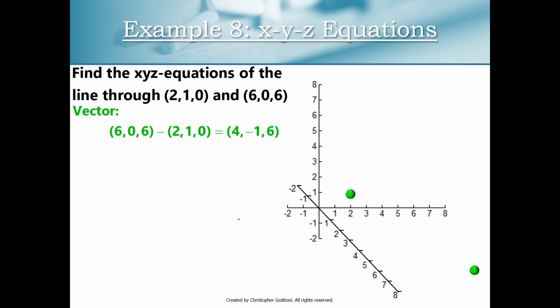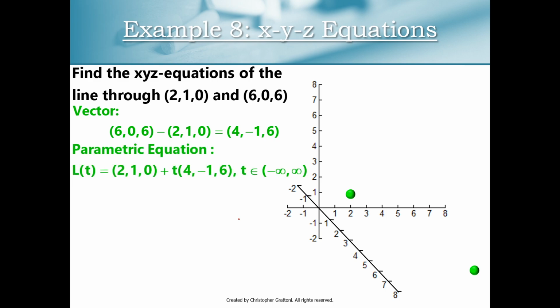So we find our vector, we subtract the tip minus tail. 6, 0, 6 minus 2, 1, 0 gives us 4, negative 1, 6. And that's going to be our slope vector. And the parametric equation follows the exact same format: a starting point plus multiples of a slope vector. And if you let t run from negative infinity to infinity, we're going to trace out that entire line.